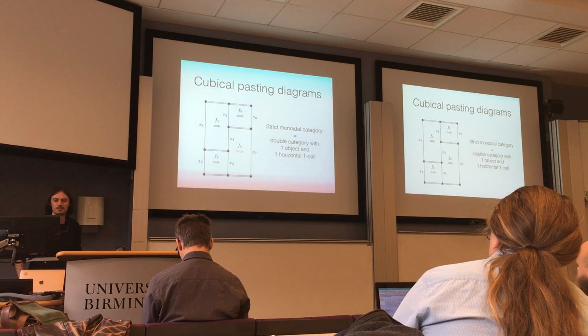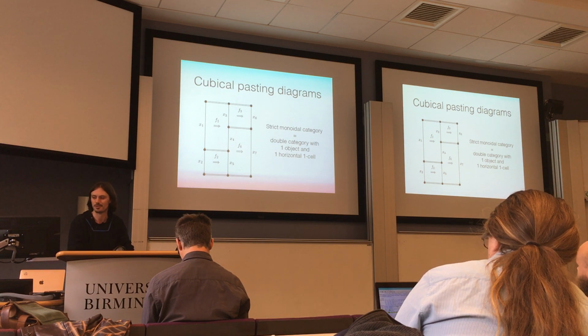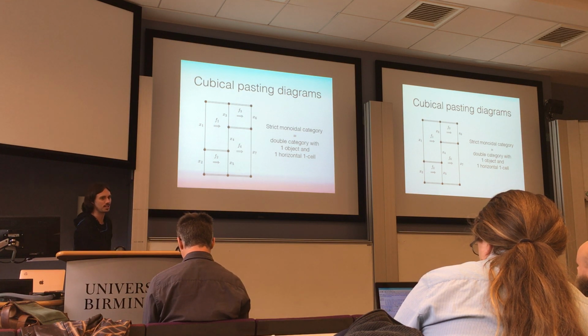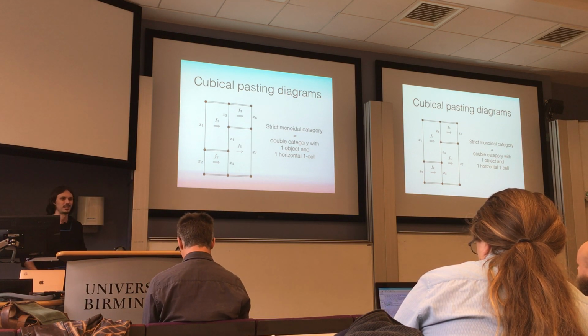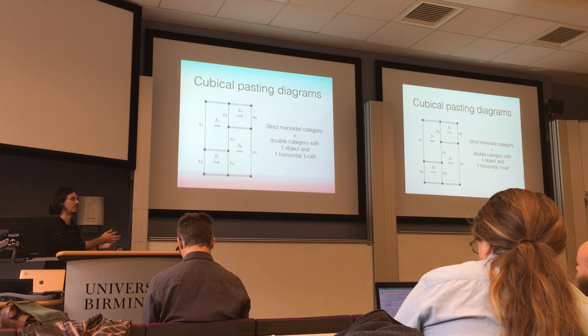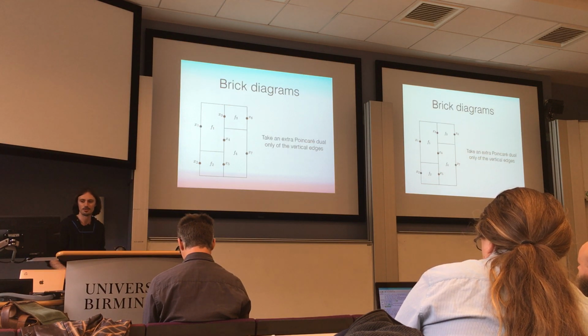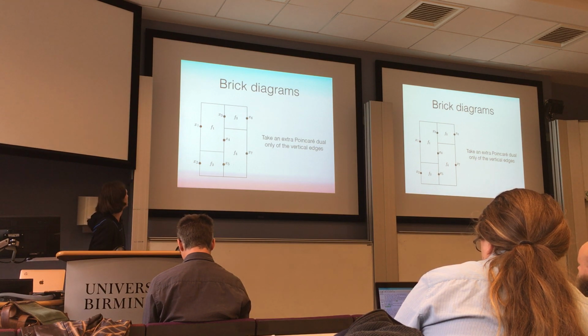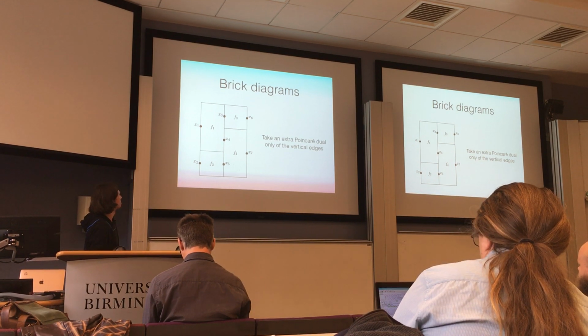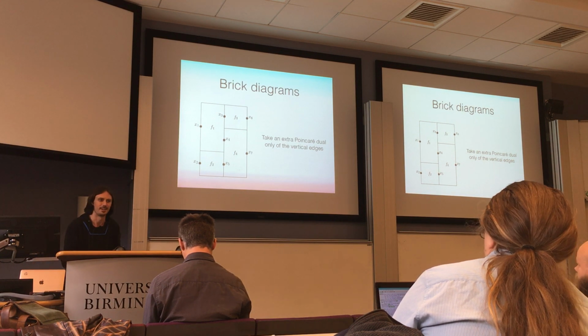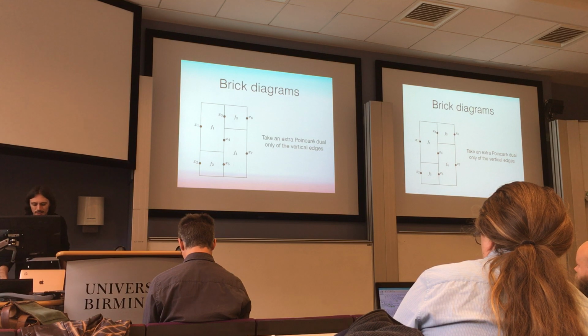On the other hand, if you pretend that your strict monoidal category is a double category with one object and one horizontal cell, you get these cubical pasting diagrams, and these are much more practical to actually draw on a page. This is a completely non-technical distinction; these are just more practical to draw. And you can fiddle around with these. If you take an extra concrete step, you adjust the vertical edges, then you get something fairly nice with the brick diagram, which basically Jelle independently invented. And I realised that this is cubical pasting diagrams.